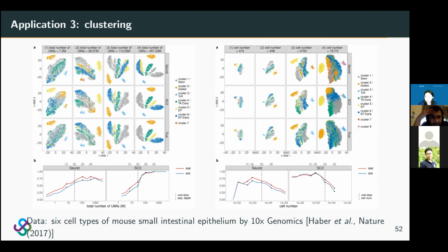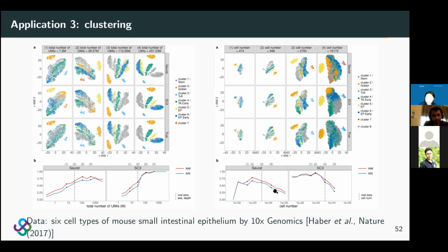So for this, we will expect a first increasing and then decreasing trend. The reason is that if there are too few cells, the clustering can be different. That can be difficult. While there are too many cells, then each cell is not measured accurately. The clustering result will also decrease. So we see this trend for both methods.